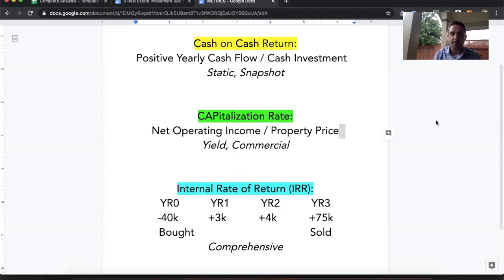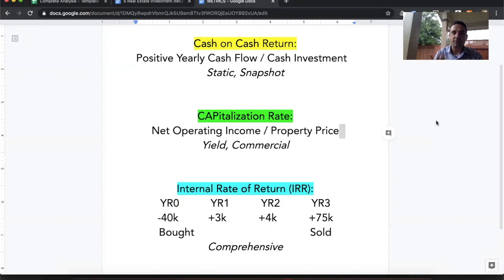snapshot type of metric. The second metric that I want to go over is a capitalization rate, which is essentially the net operating income, the income that the property produces after all operating expenses, but before the mortgage payments, divided by the property price. And this is more of a yield type metric. At the very core, it reflects what the property would produce if you paid cash for it. What's the yield rate that it would produce?